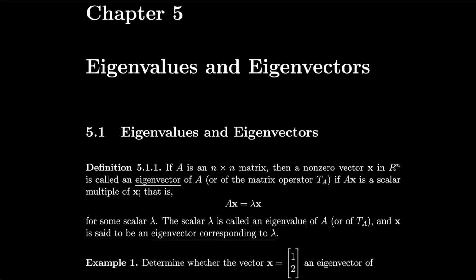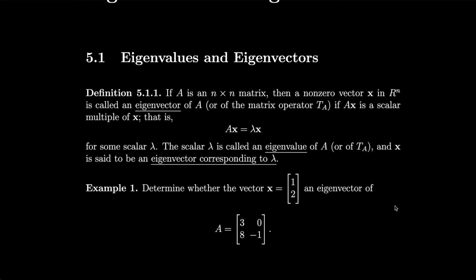corresponding to lambda. So if, when we take a vector x and multiply it by a matrix, that's the same thing as multiplying x by some scalar, then the scalar is an eigenvalue of the matrix A. And then that vector is called the eigenvector that corresponds to that eigenvalue, lambda.